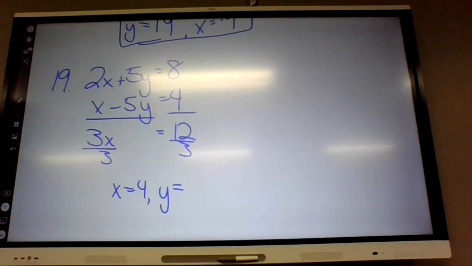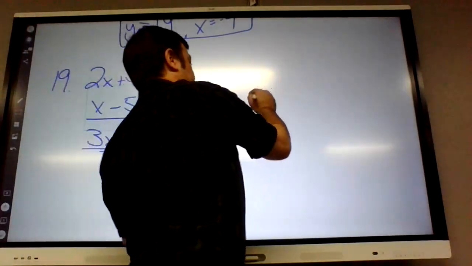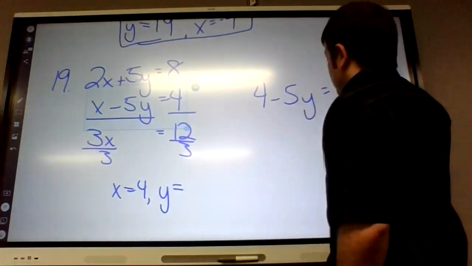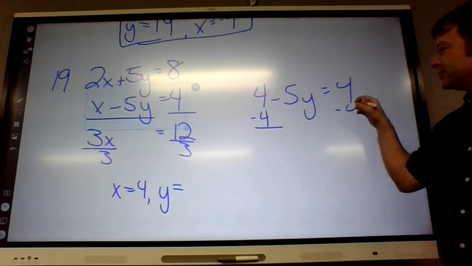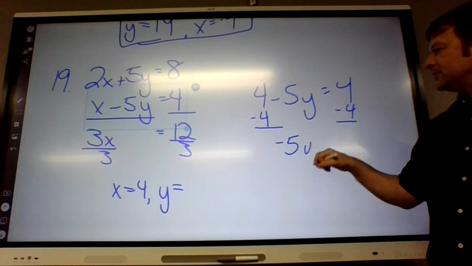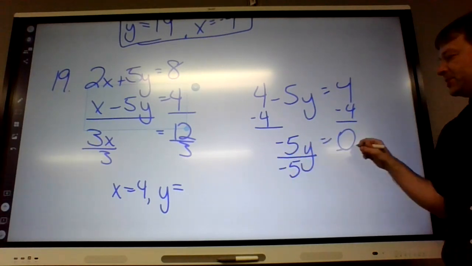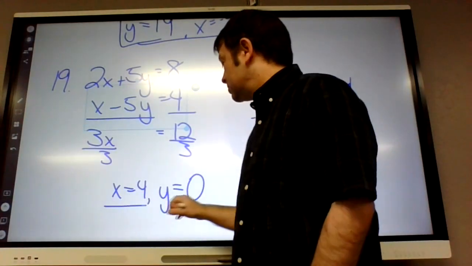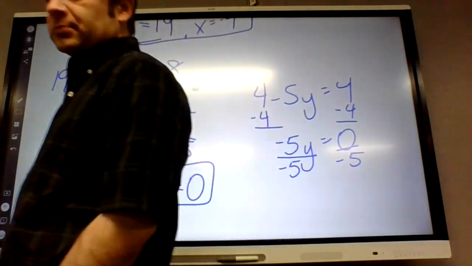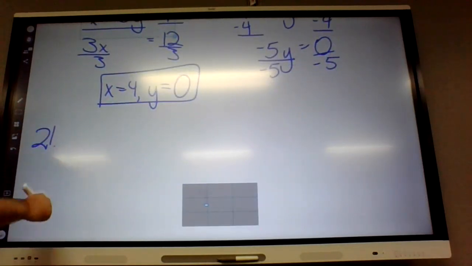Okay, so if x is 4, I'll put 4 right for x there. So 4 minus 5y equals 4. And to solve for y, I need to subtract 4, which is 0. 0 divided, don't put no solution. What's 0 divided by negative 5? 0. Okay, one more. This is a weird one too.